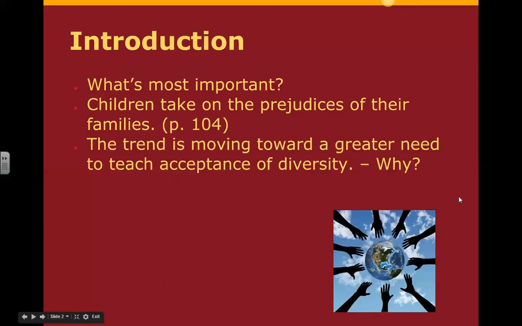And as you know, if you've done any reading about education lately, then you know the trend is moving toward a greater need to teach acceptance and diversity. And why is that? One of the reasons is because more and more people from other cultures are migrating to the United States, and so we have a change in population, and we're becoming a more global society because of the technology integration.